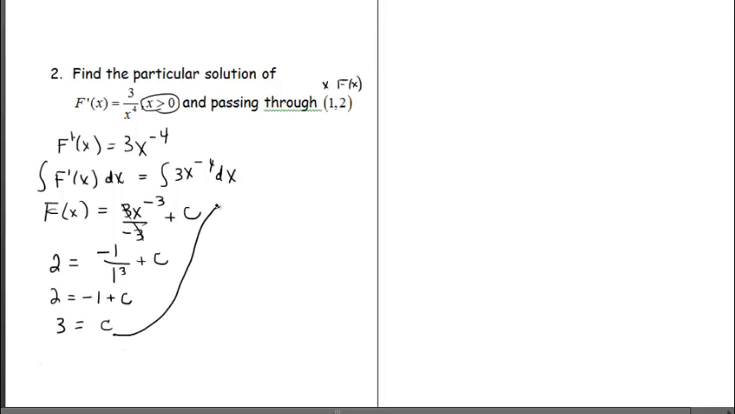All right, so just coming back up here. The particular solution is going to be negative 1 over x cubed plus 3. Well, let's take a look at another one.